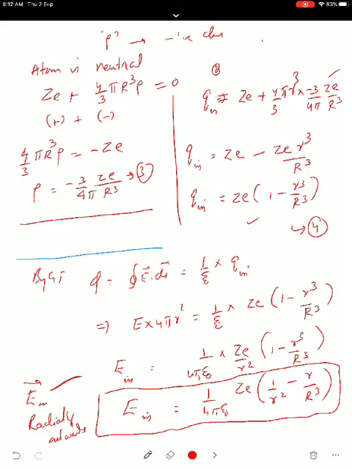So this part is important: how to find the electric field inside. Outside is easy. There is no electric field outside for an atom because the atom is electrically neutral. Inside you have to find out. Why? Because the negative charge is spread throughout the entire volume. So this point is also very important.